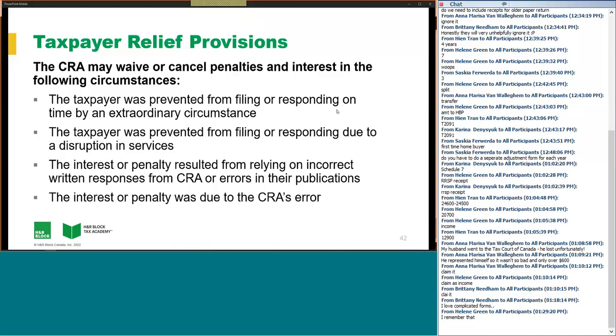Okay? Or if the interest or penalty was due to the CRA's error, you can say, look, you made the mistake. Don't charge me the penalties and interest because of your mistake. Again, it's uncommon that that's going to happen. So taxpayer relief, we do try it for some clients where that is true, but it doesn't always work. So I'm going to give you two examples, one where it didn't work and one where it did.